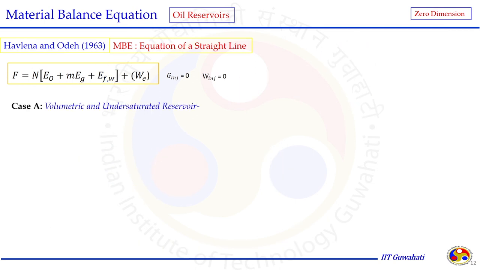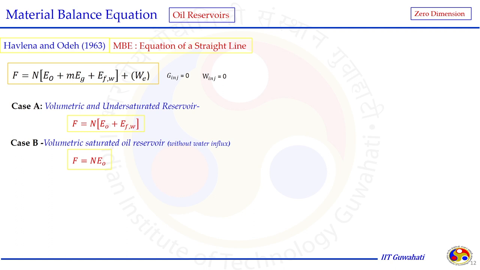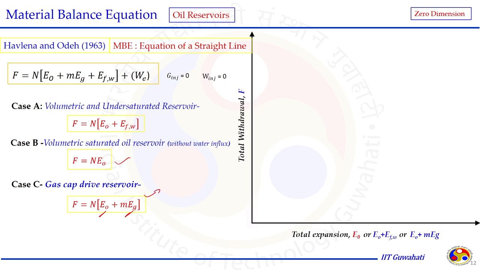Let's see what happens in that case. The volumetric reservoir under undersaturated condition has a simple expression like this. In case of the saturated oil reservoir, we get a very simple expression. And in case of only the gas cap drive reservoir mechanism, we get this expression where the oil expansion and the initial gas cap present in the reservoir contribute towards the production. As I was mentioning in the last slide, on the x-axis we can have different parameters to plot depending on the situation we have.